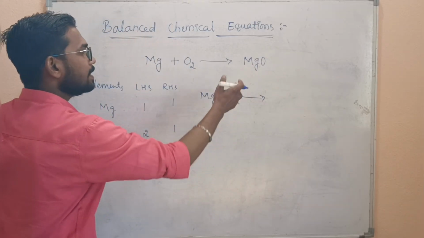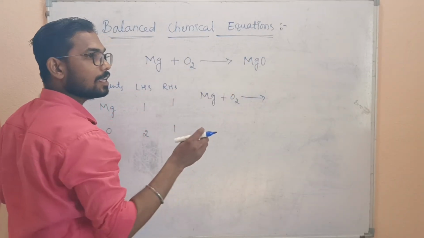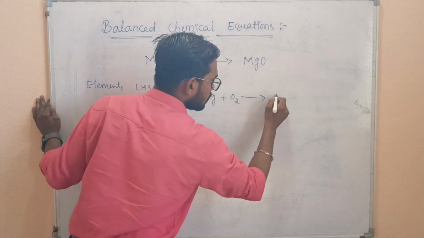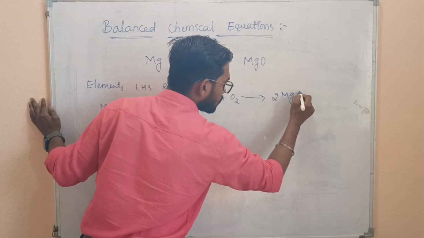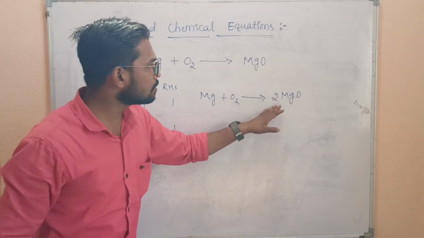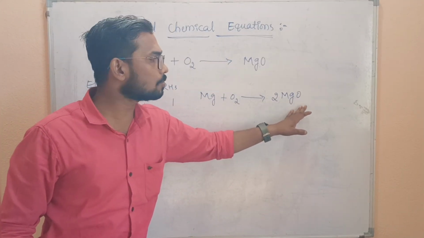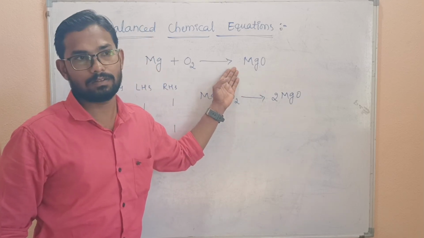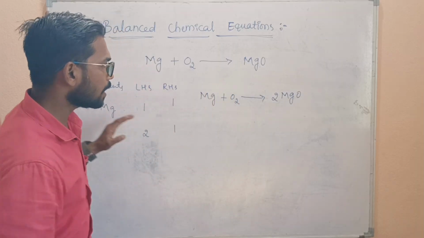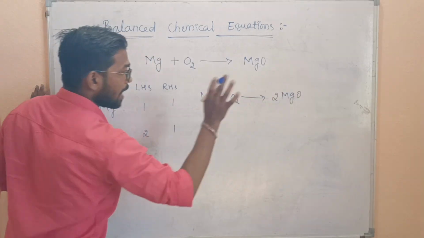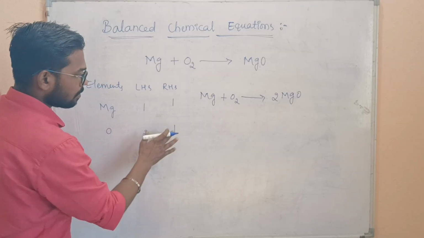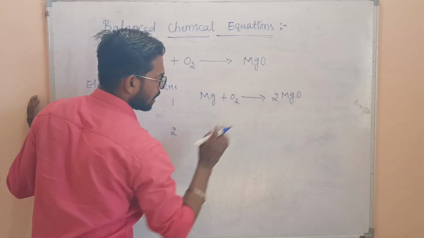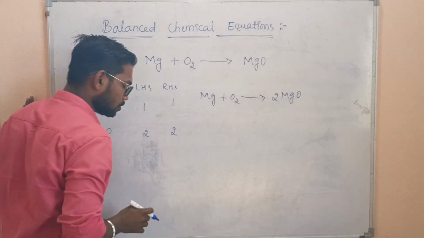So to balance oxygen, we need to take the number of elements here itself, like 2 magnesium oxide. That means to balance oxygen, we have to put the number in front of that product. So here we got magnesium oxide, and we can remove 1 and put 2, because oxygen is balanced now. This side also 2 and that side also 2.